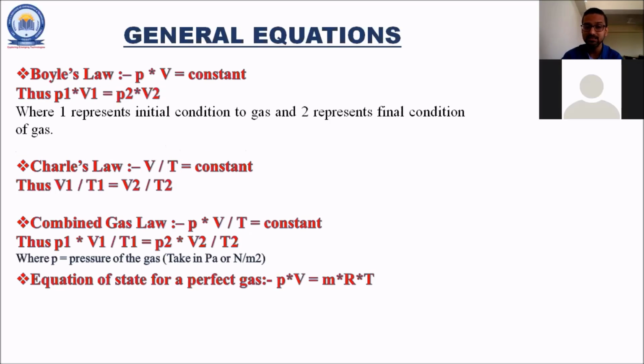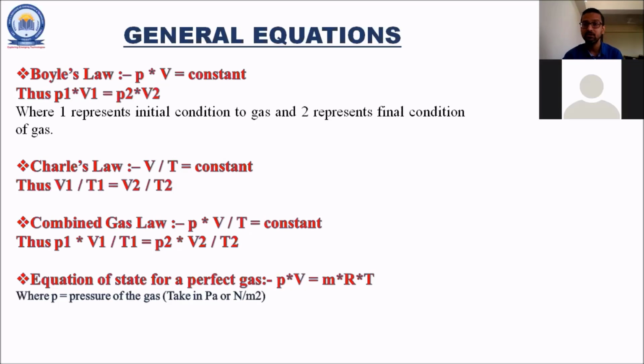Now let us understand the notations and their units. P represents the pressure of the gas, which will always be taken in Pascal or Newton per meter square, that is the SI units. Capital V represents the volume of the gas, considered in meter cube. Small m is the mass of the gas, which is always taken in kilogram. Remember friends, this is small m.